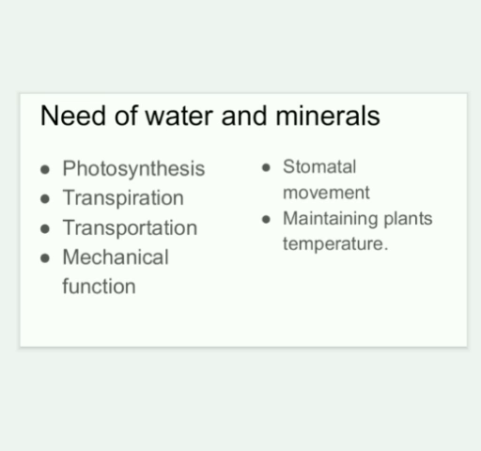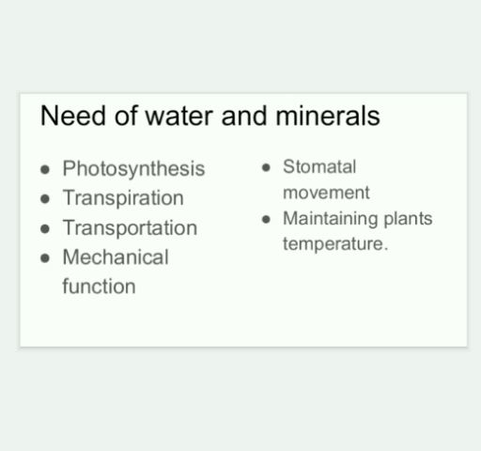And water is needed for the plant for the following purposes. We can see it one by one. The first one, photosynthesis, that you know very well. Transpiration. Transportation: the movement of salt, water and prepared food inside the plant is known as transportation. Mechanical function means the stiffness of plant tissue is because of turgidity. I already discussed it earlier.